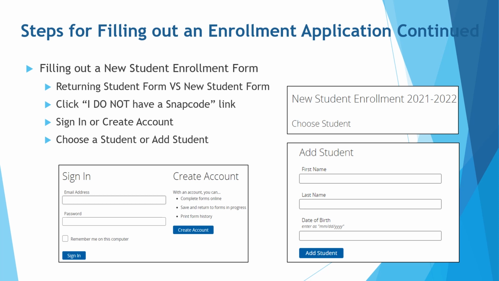Once you click on the "I do not have a Snapcode" link, you will be asked to sign in or create an account. Click Sign In if you have already created an account with PowerSchool. You can use accounts that you have created in previous years. If you have never created an account before, click Create Account and complete the steps to create a new account. The next step is to choose a student if you have enrolled a student in previous years, or Add Student if you have never enrolled a student in the district before.